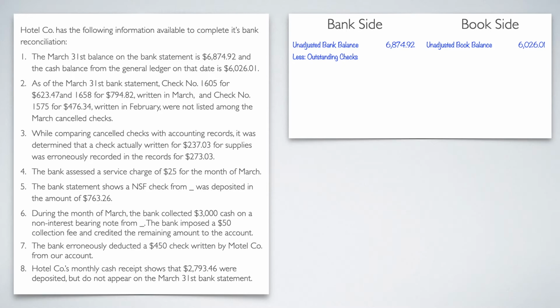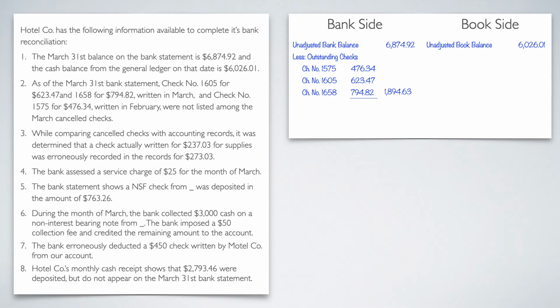So it's going to be check number 1575 for $476.32. The next one is going to be check number 1605 for $623.47. And finally, check number 1658 for $794.82. If I add those up, that's going to give me a total outstanding checks of $1,894.63. That takes care of part two.